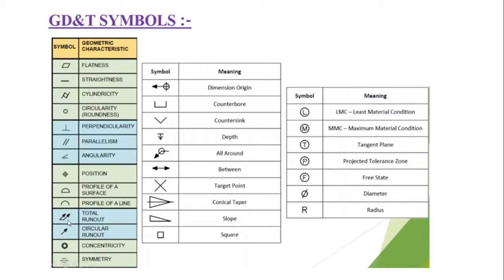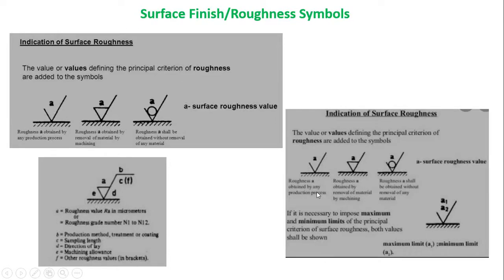The first one is flatness, then straightness, cylindricity, circularity and the remaining ones. Then runout and circular runout, concentricity, symmetry and so on. Then this represents the origin of the dimension, and this is counterbore, countersink, depth, all around, and this is between. Then target point, conical angle, slope, square. This is least material condition. M is for maximum material condition, then tangent plane, P for projected tolerance zone, F for free state, diameter and radius.